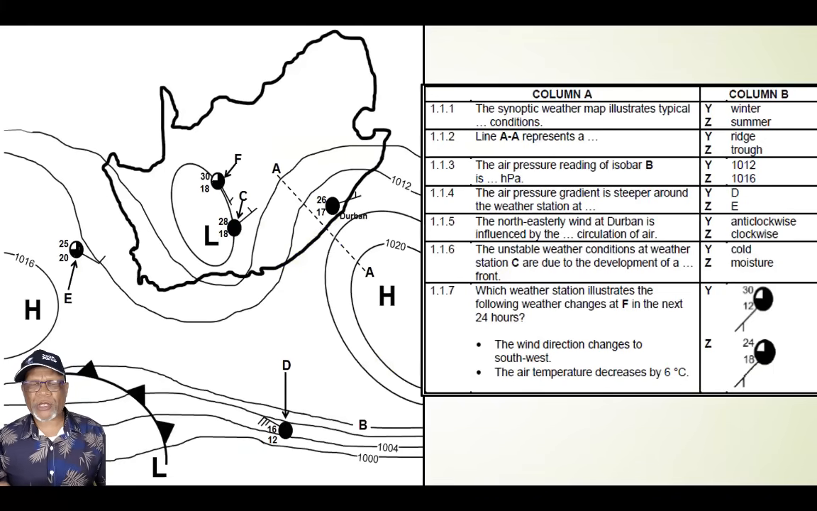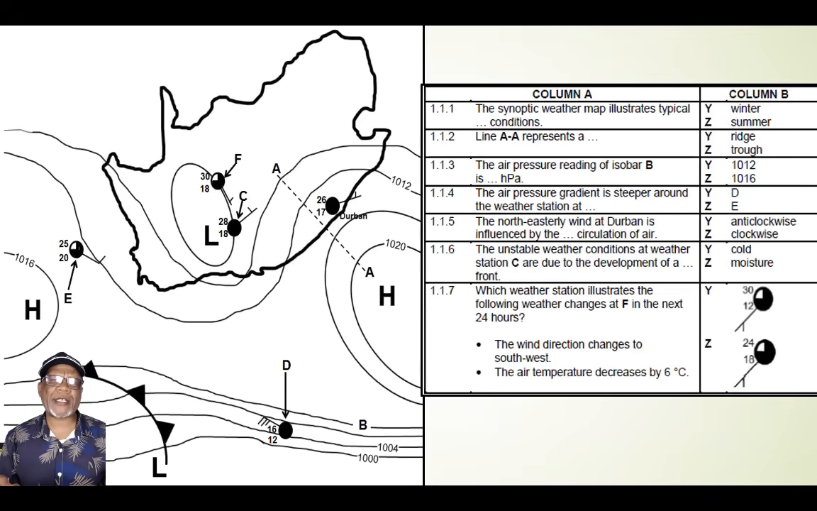Now, let's quickly go to the synoptic weather map. This is what the examiners are currently using as the synoptic weather map. They no longer use those synoptic weather maps that are very full of diagrams, but it does not mean they will not use those synoptic weather maps.